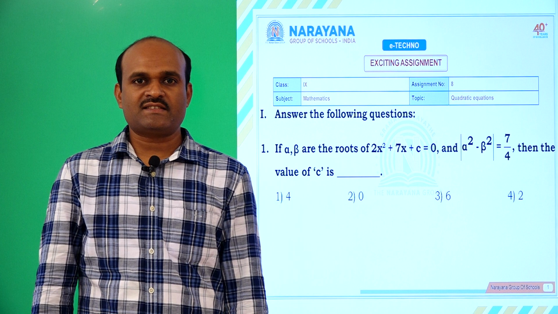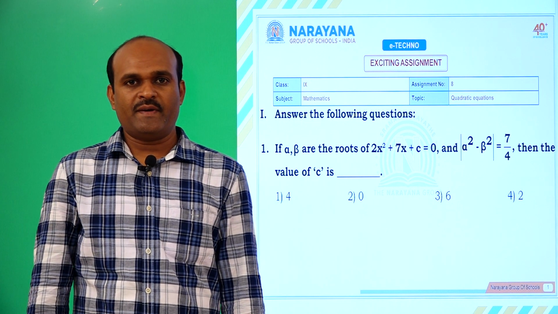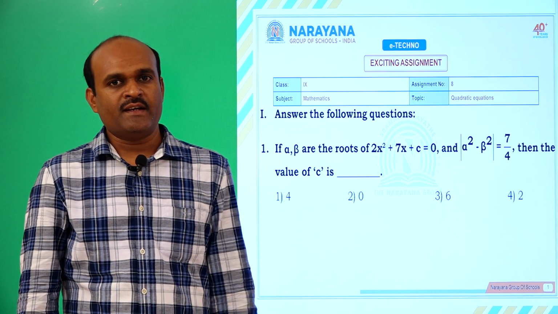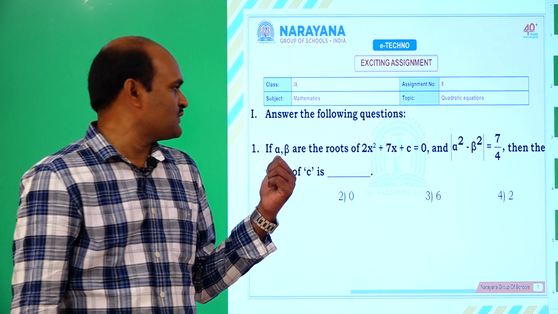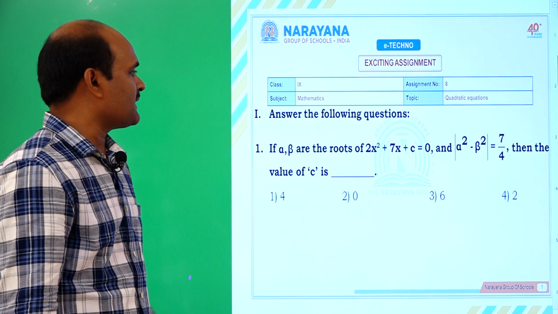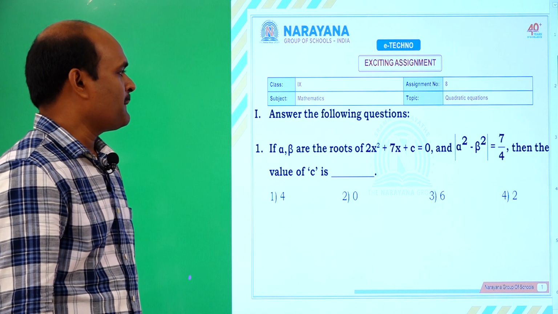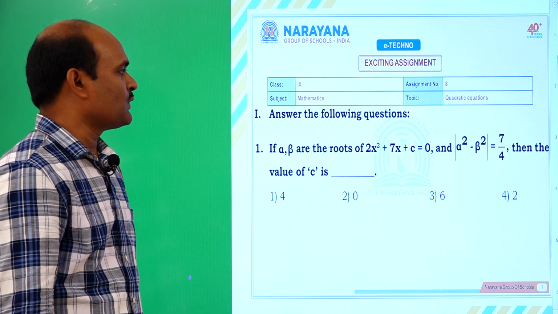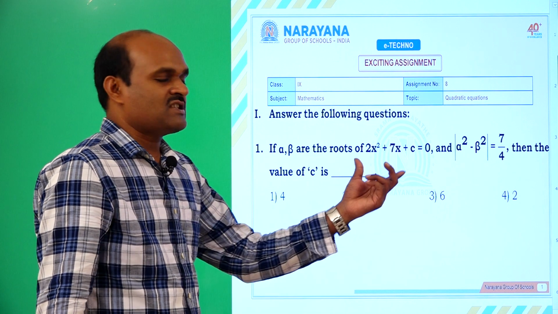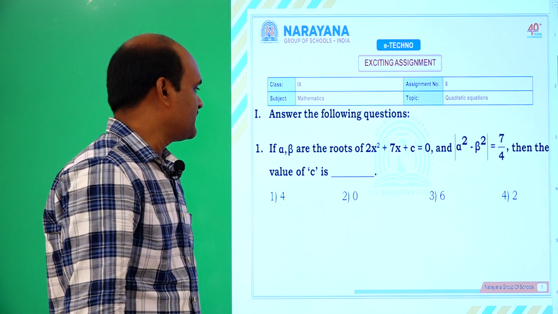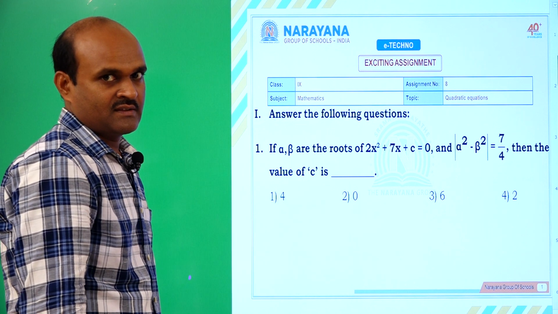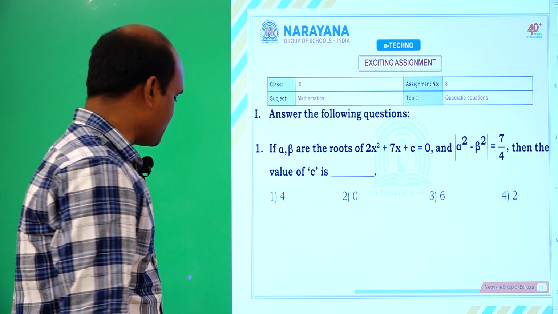Today we are discussing 9th class mathematics assignment number 8 related to quadratic equations. Here is the first question: if alpha, beta are the roots of 2x square plus 7x plus c is equal to 0 and modulus of alpha square minus beta square is equal to 7 by 4, then the value of c is. Now we want to find the value of c.